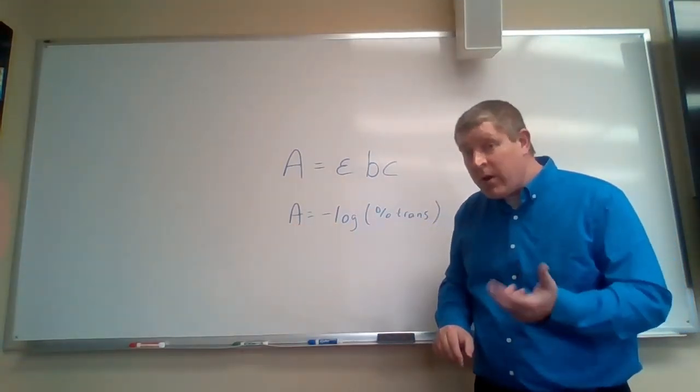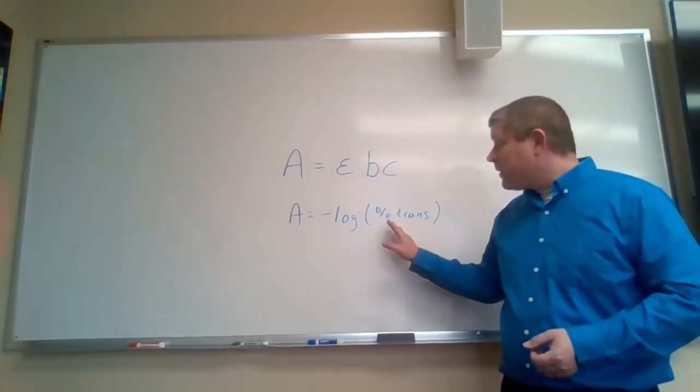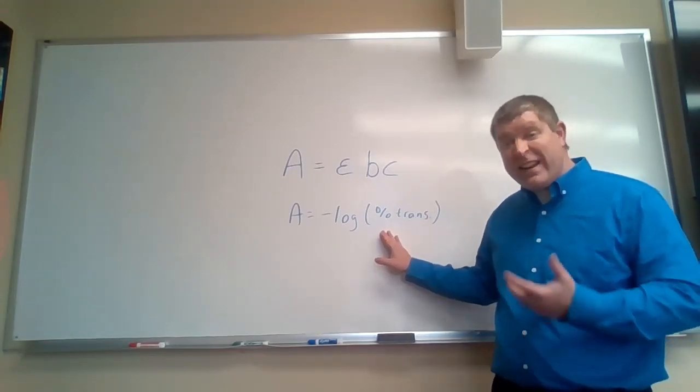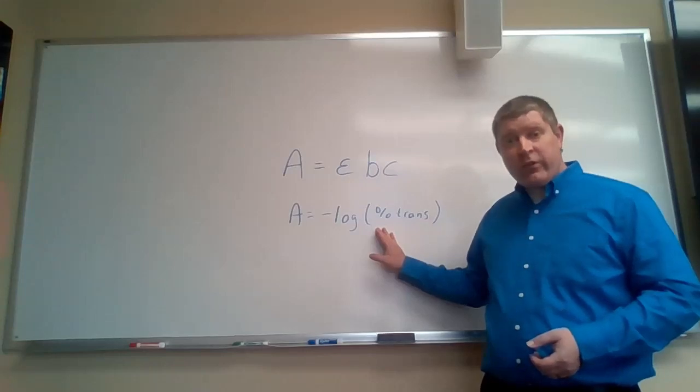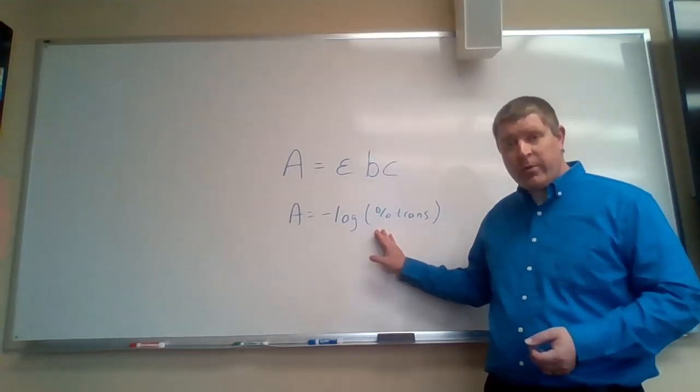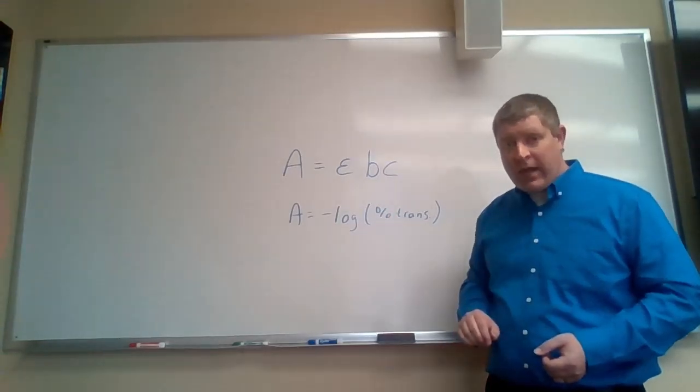So an absorbance of 1 corresponds to only 10% of the light being transmitted, 90% of the light being absorbed. An absorbance of 2, 1% of the light is transmitted, 99% gets absorbed. And so it's a logarithmic scale.